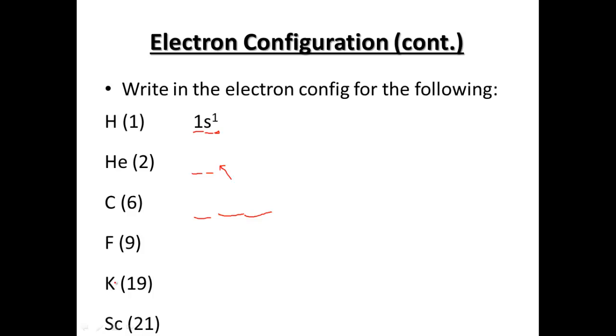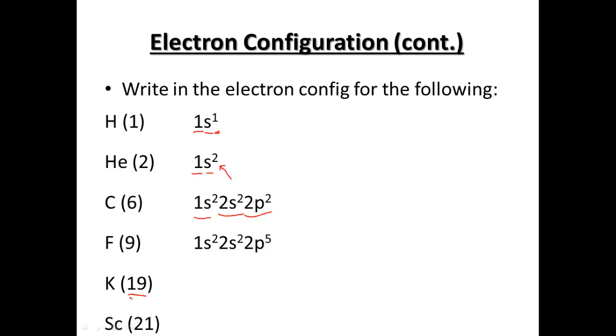So hydrogen was the 1s1. Helium, the 1s2. Carbon, we've got 6 total electrons to show: 1s2, 2s2, 2p2, so we have a total of 2, 4, 6 total electrons. Fluorine then, 1s2, 2s2, 2p5. We have 2 plus 2 plus 5 gives us our total of 9 electrons.